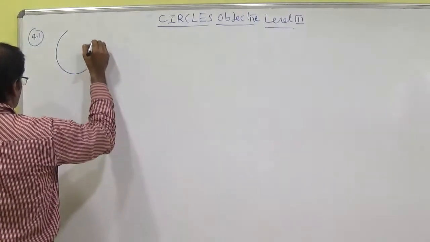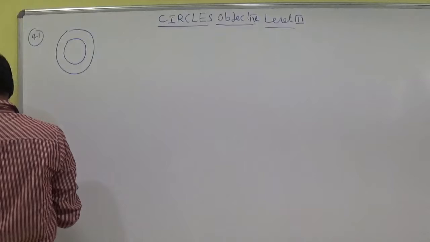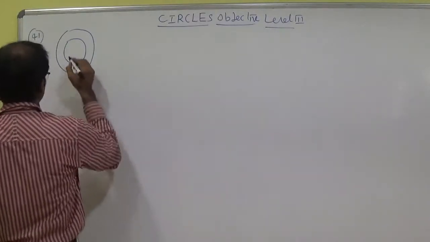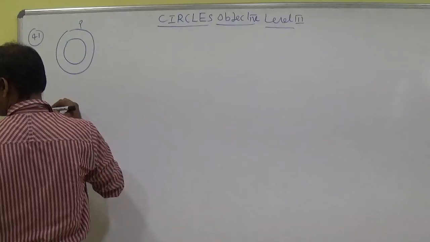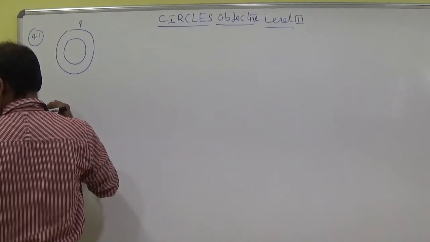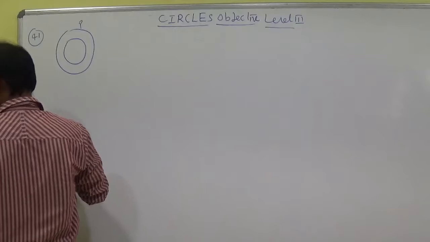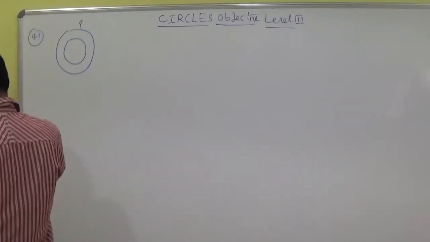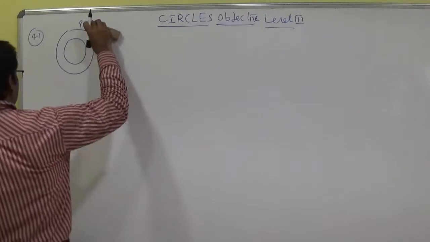So these are concentric circles: x square plus y square is equal to 9 and x square plus y square is equal to 4. Here P is a variable point. PQ, PR are tangents to the circle x square plus y square equal to 9, and QR touches the other circle. So P is an external point.